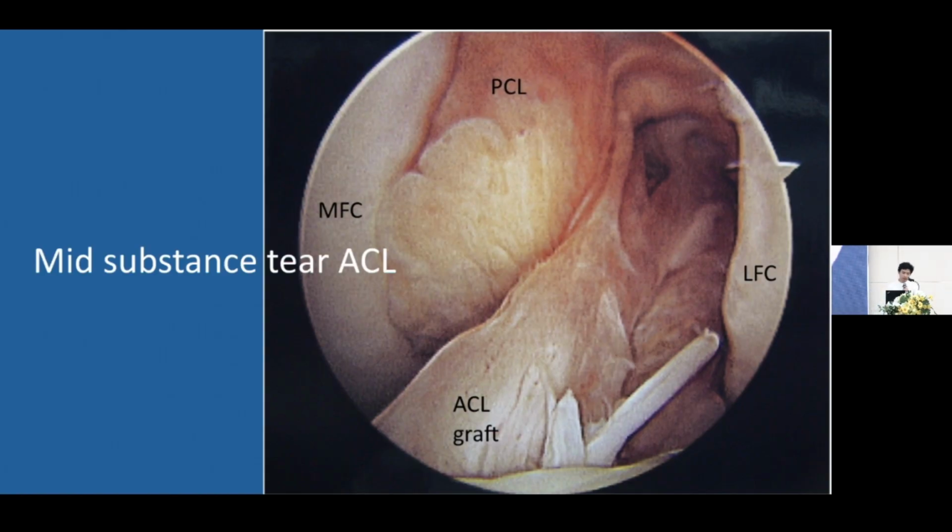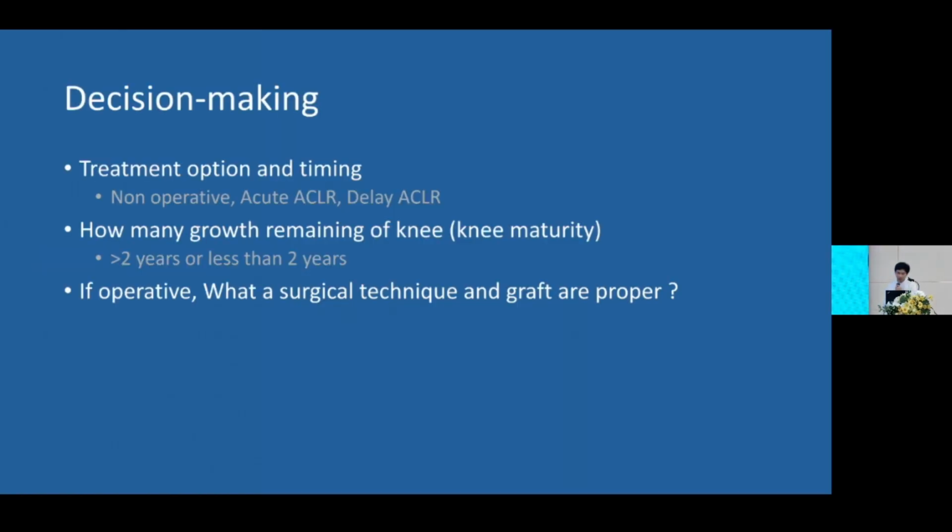Okay, next thing is a mid-substance tear of the ACL. You have to make a decision on the treatment option and timing. Do you want to operate on the patient, operate acutely or delay? How much growth remains in the knee, more than 2 years or less than 2 years? If you operate, what surgical technique and graft are proper?